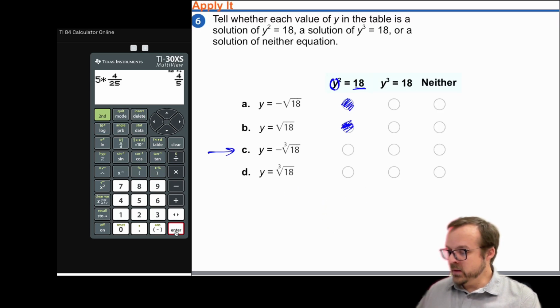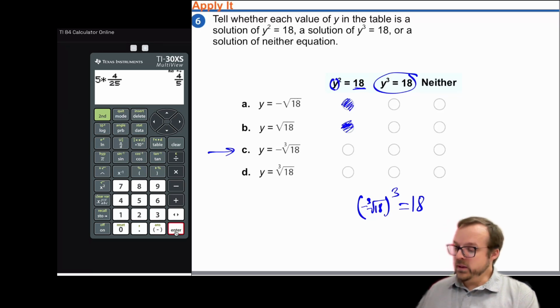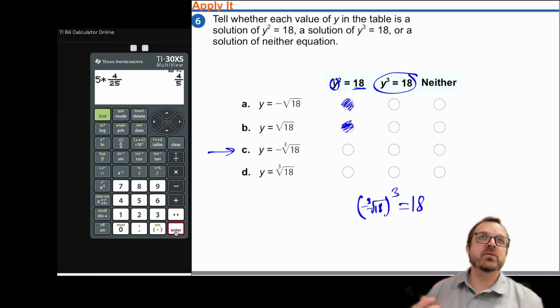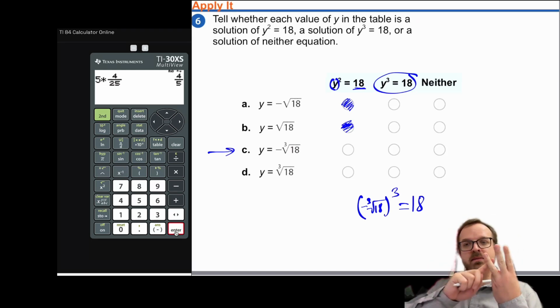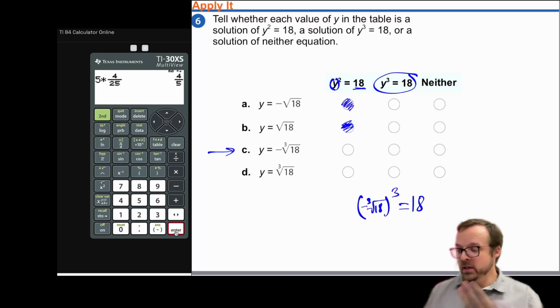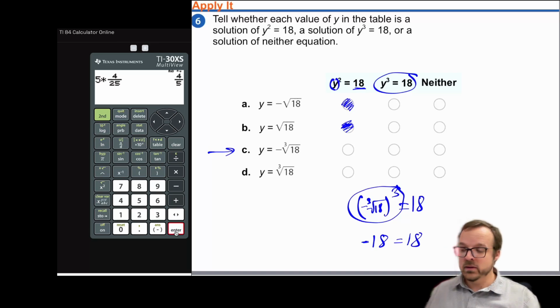Let's check it out, right? For y cubed, so y cubed equals 18. If we substitute a negative cubed root 18 in there, will this work? Well, this is interesting because remember that the cubed root of a negative is still negative, because a negative times a negative is positive, but then that positive number times another negative is going to turn it back to negative. So while the cubed root and the cube will cancel each other out to 18, you're still going to be left with a negative 18, and negative 18 does not equal 18. Okay, so this didn't work for the squared, it didn't work for the cubed, so this is neither.